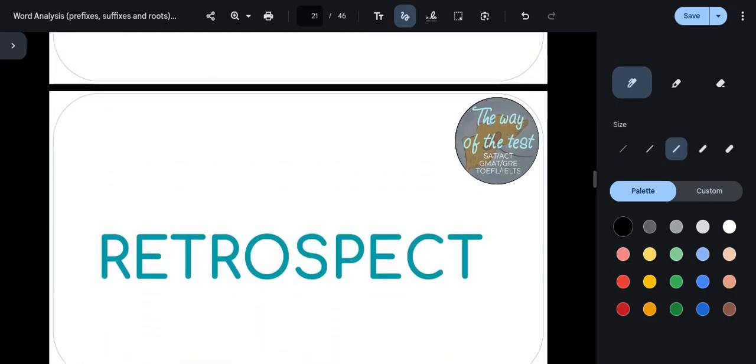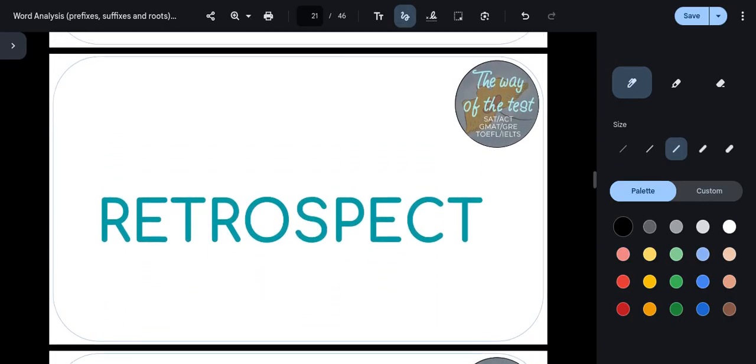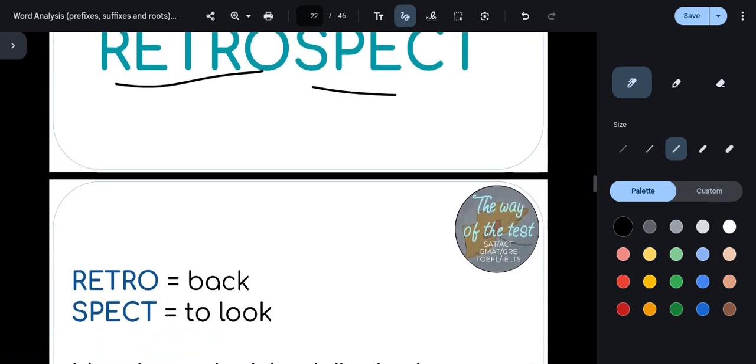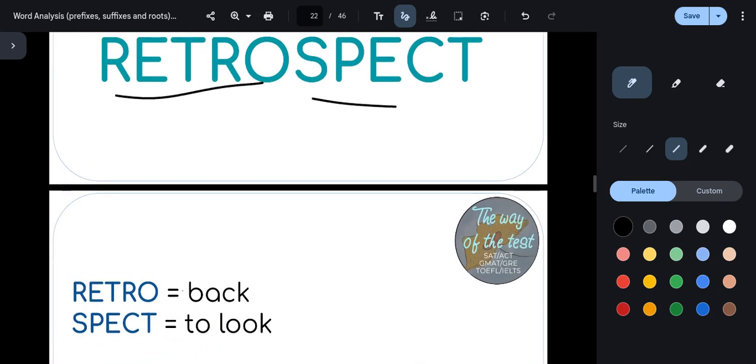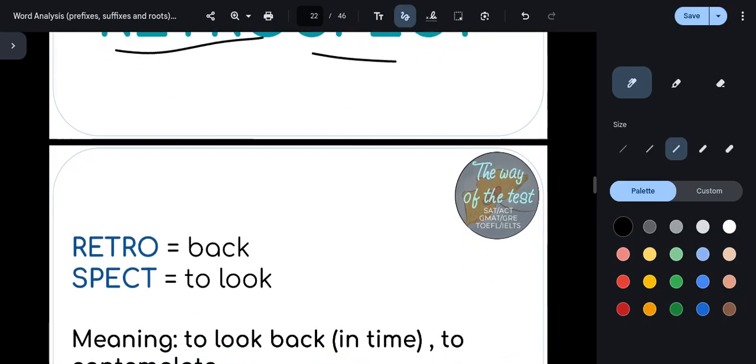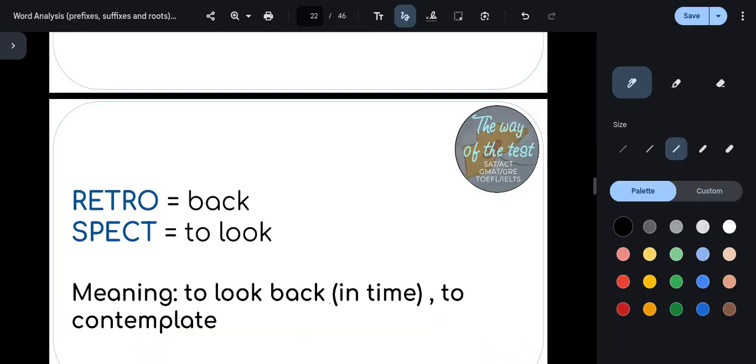We're gonna go to the second one. To this one, pause the video, analyze, and I'll give you the answer. Okay, retrospect. We have retro and spect. Retro is the prefix for back, and spect is the root for to look, and together it will be to look back. This has two meanings. It can mean to literally look back, right? But it also means to look back in your mind, like in your memory, to think back, to look back in time, or to think back at what happened before.